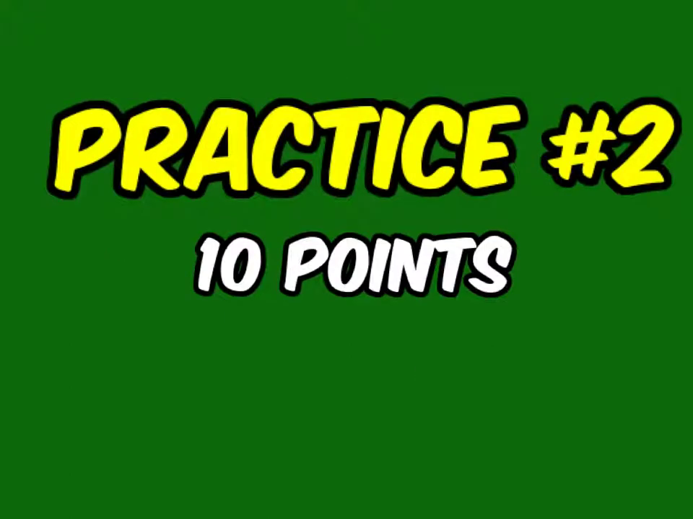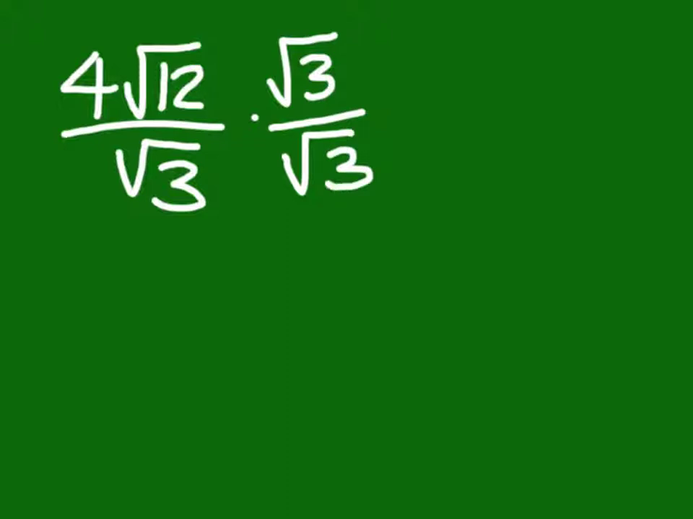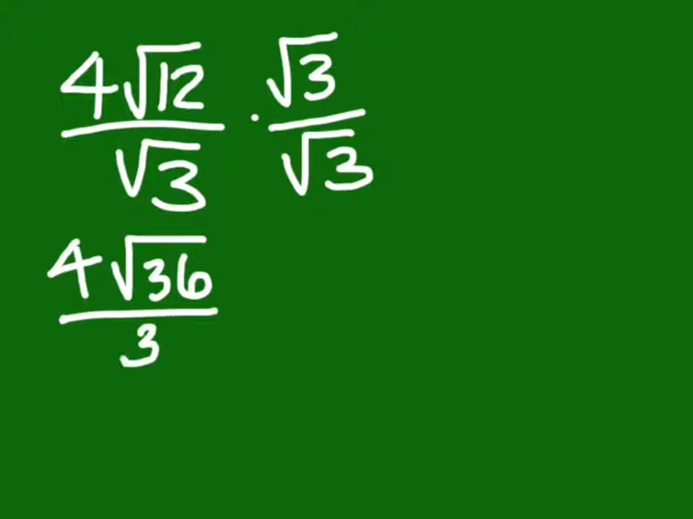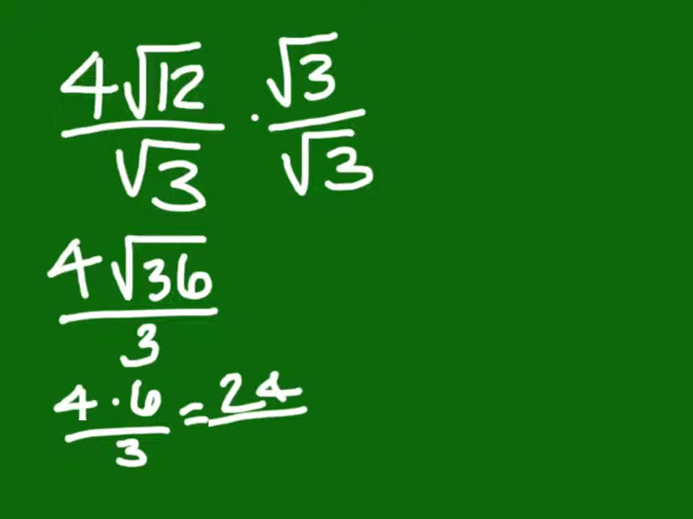So we have 4 radical 12 all over radical 3. So my first step is to multiply by radical 3 over radical 3. So I get 4 times the square root of 36 all over 3. Now the square root of 36 is 6, so 4 times 6 all over 3. 4 times 6 is 24 over 3, which is equal to 8.